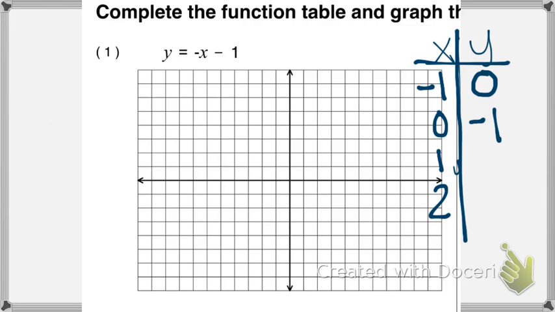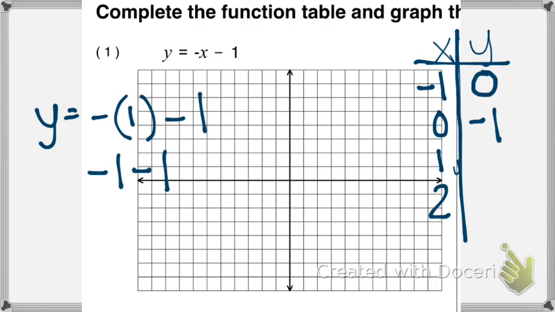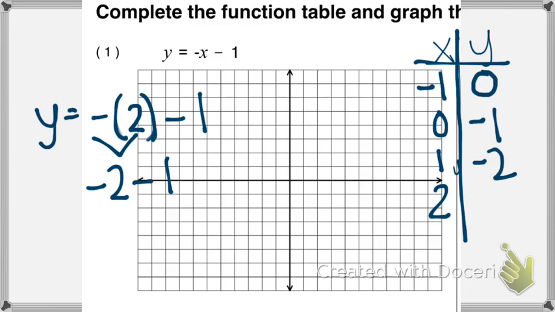Okay, I'm going to input a 1. Y equals negative, putting in a 1. A negative on a 1 is just negative 1. Bring down minus 1. Negative 1 take away 1 is negative 2. So when I input a 1, I get out a negative 2. Okay, and the last number I decided to plug in here was a 2. And a negative on a positive is just, this is negative 2 minus 1. Negative 2 minus 1 is negative 3.